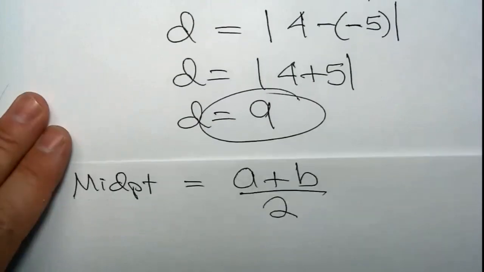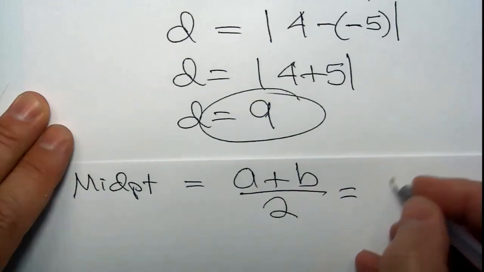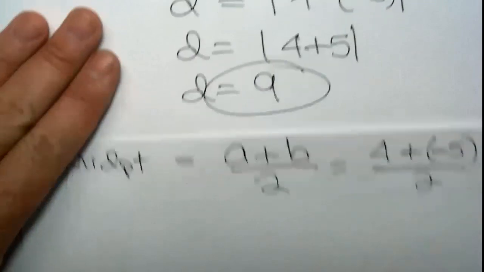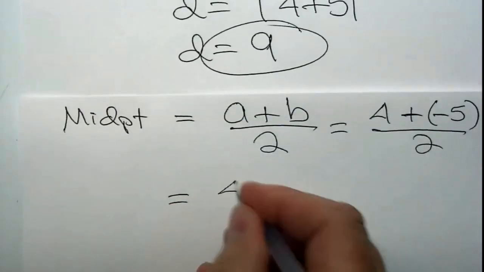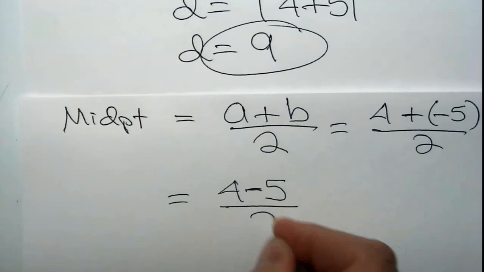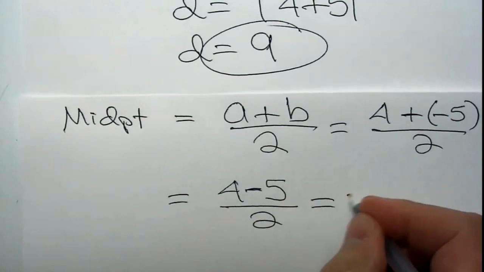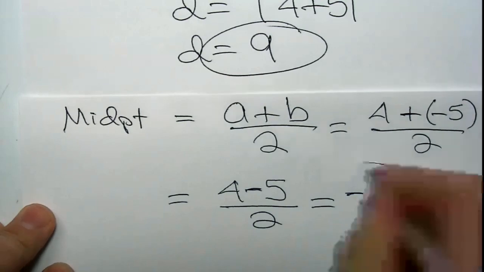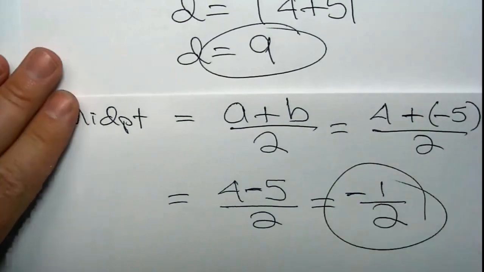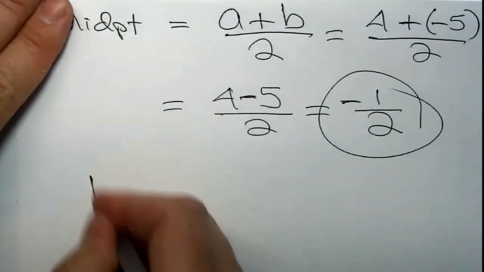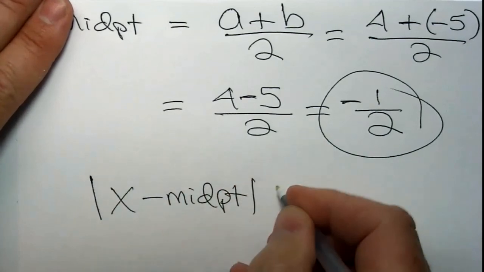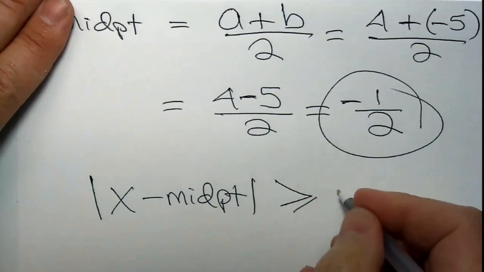And you don't need an absolute value for that. So let's add them together. That would be 4 plus the number minus 5, divided by 2. So what do we get for midpoint? 4 minus 5 over 2. The midpoint between those two numbers is minus 1/2. And that's all you need to recreate the original inequality. Let's look at it one more time. X minus midpoint greater than, two-interval solution, lots.